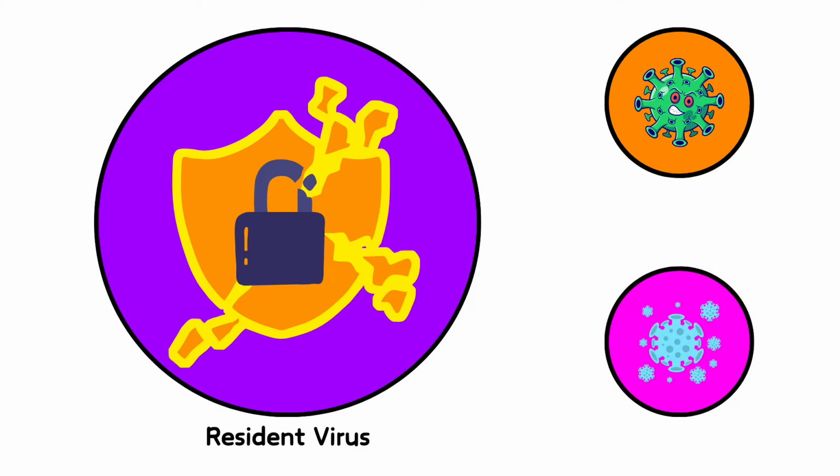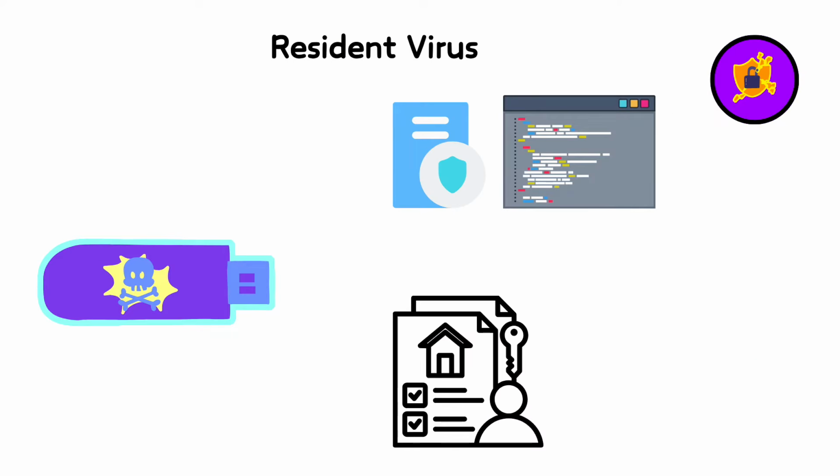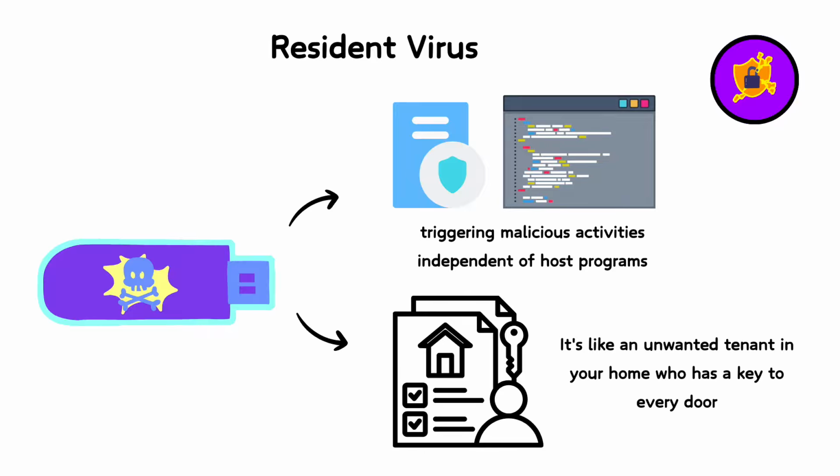Resident Virus. The resident virus sets up a secret residence within your computer's memory, allowing it to operate covertly, triggering malicious activities independent of host programs. It's like an unwanted tenant in your home who has a key to every door, enabling them to cause havoc at will.